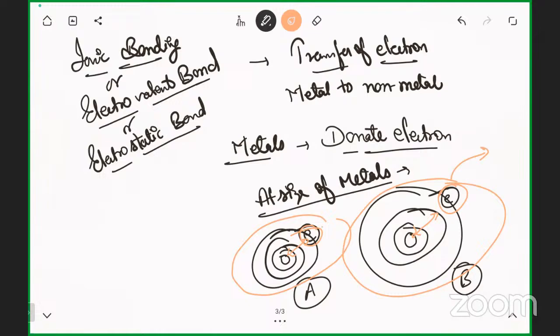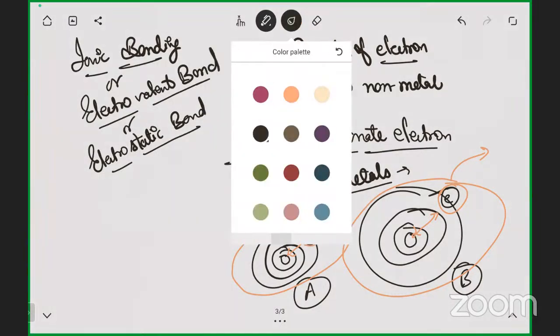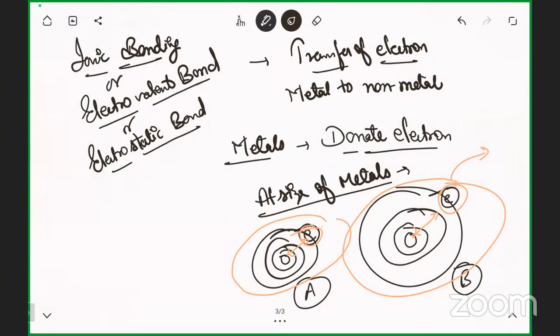Clear? Yes, sir. Okay. So if the metal is donating electrons because of an incomplete shell, and second, the atomic size is quite big, it can easily remove the electron. So in that case, they can easily form the cation. What is a cation? Positive ion. Positive charge.